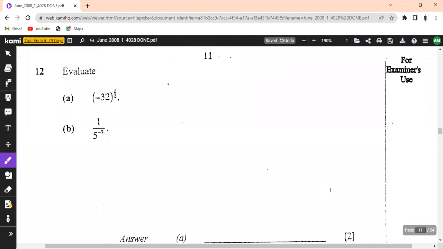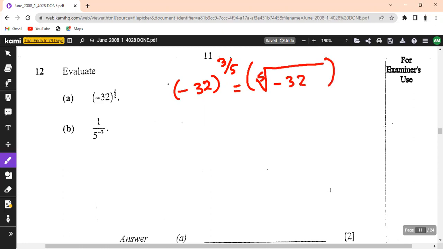Given to simplify, this is -32. Let me rewrite it down. -32 to the exponent of 3/5. This is 3/5, like this. All right. So what do we know, guys? Remember from your laws, if you're given a fractional exponent like this, it's going to be the 5th root of -32, everything to the exponent of 3.